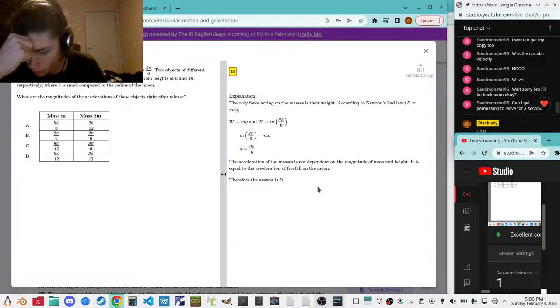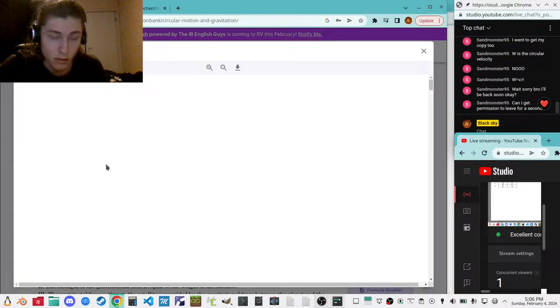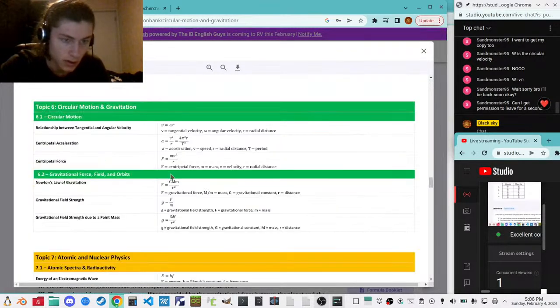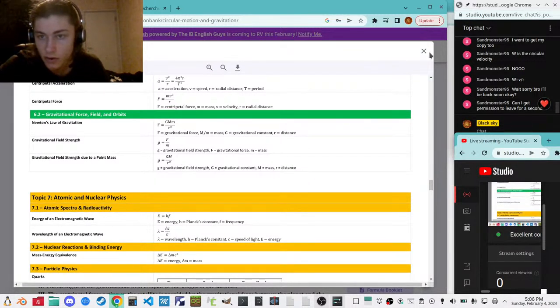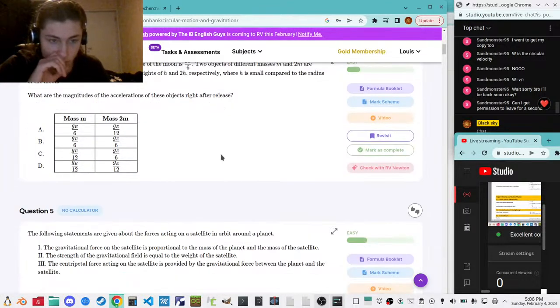We're off to a good start, aren't we? Right, let's see this quickly in the formula booklet and see if they define m. Yeah, okay, it's just mass. M is just mass. Okay.